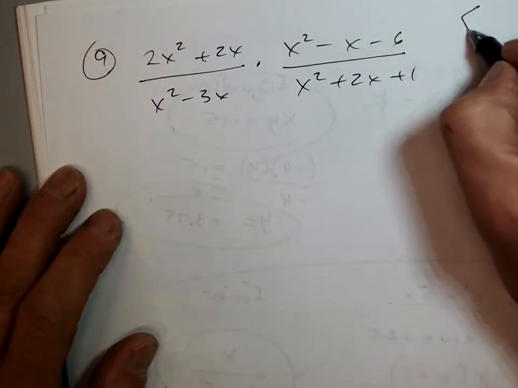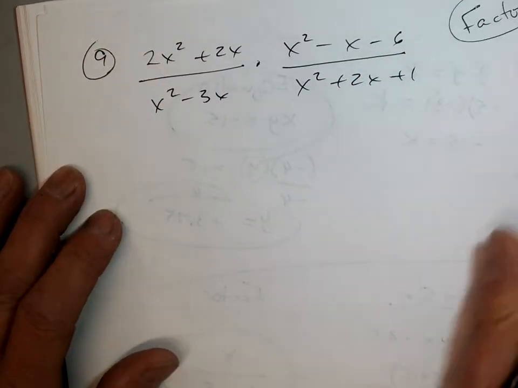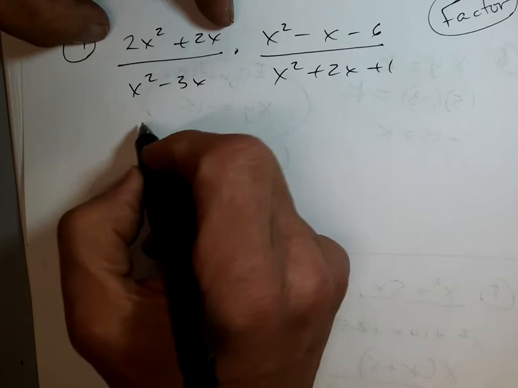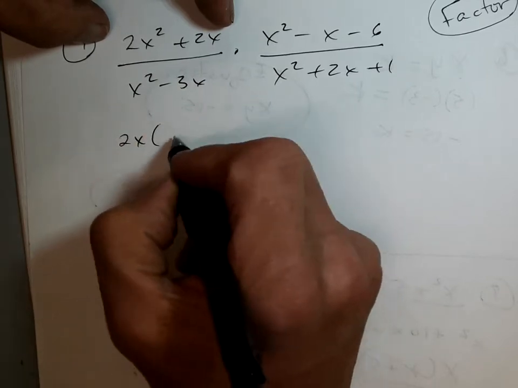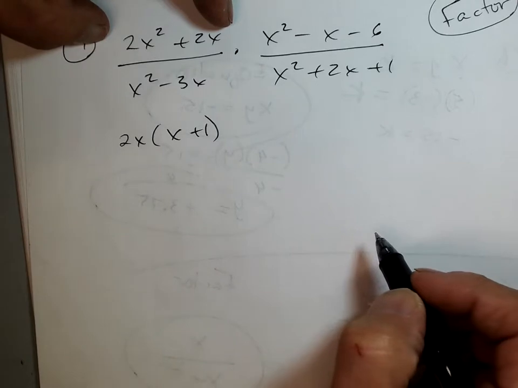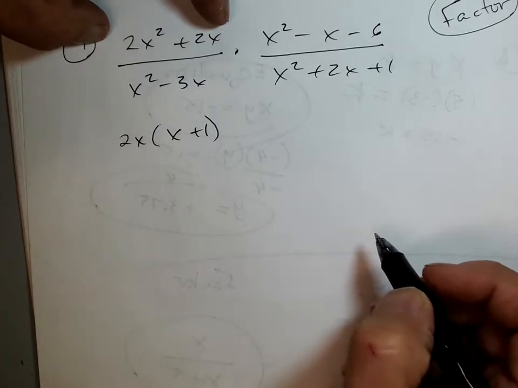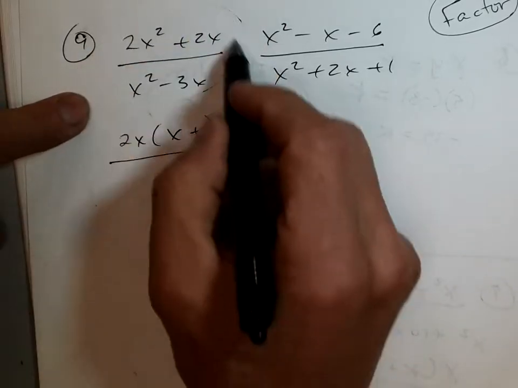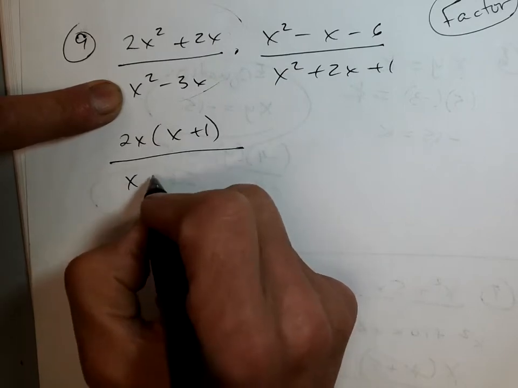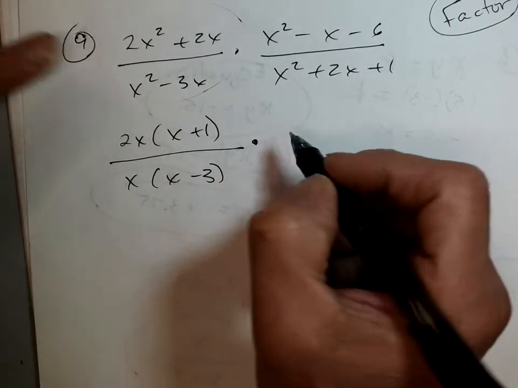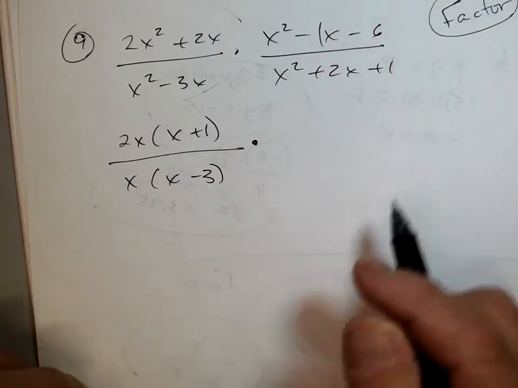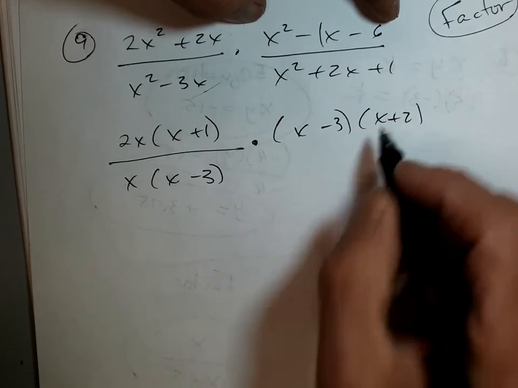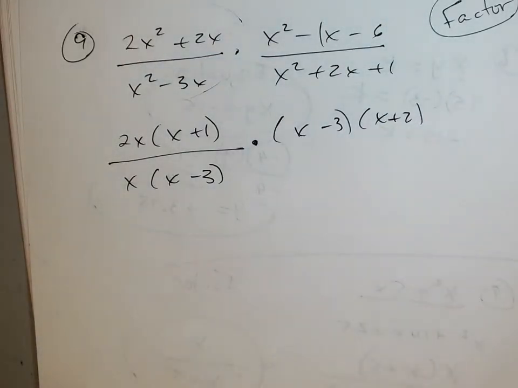We're going to factor, okay? Got to factor. So the numerator on the first fraction, I can common factor out a 2x, and that'll leave an x plus 1. The denominator of the first fraction, I'm going to common factor an x. I'll have an x minus 3. Second fraction, factor. On the numerator, x minus 3 times x plus 2, because multiples of negative 6 that add up to a negative 1 are negative 3 and 2.